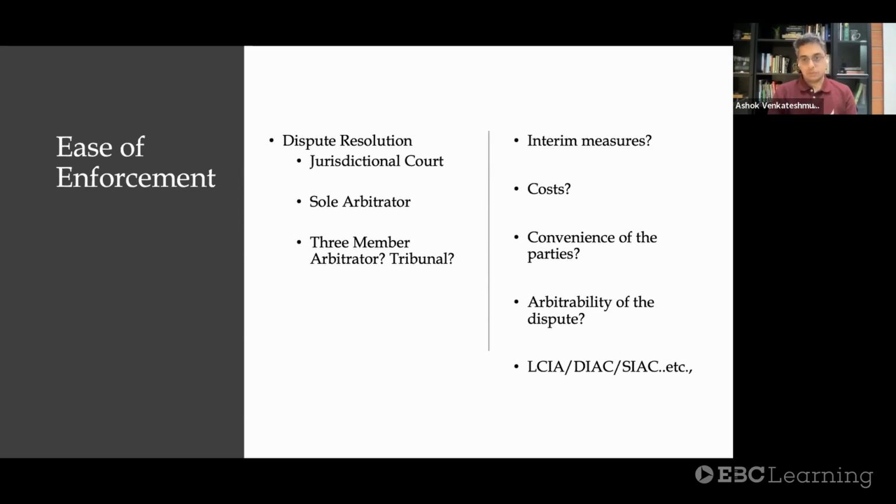And both of them are equally good, if not sometimes better than the arbitration forums that are available, not to mention the fact that they could be more cost effective as well. You also then want to ask yourself arbitrability of the dispute, right? So you have to make these determinations and then decide. Some of the common examples of arbitration forums: London Center for International Arbitration, Dubai International Arbitration Center, Singapore International Arbitration Center, ICC. So you have a variety of factors to consider.